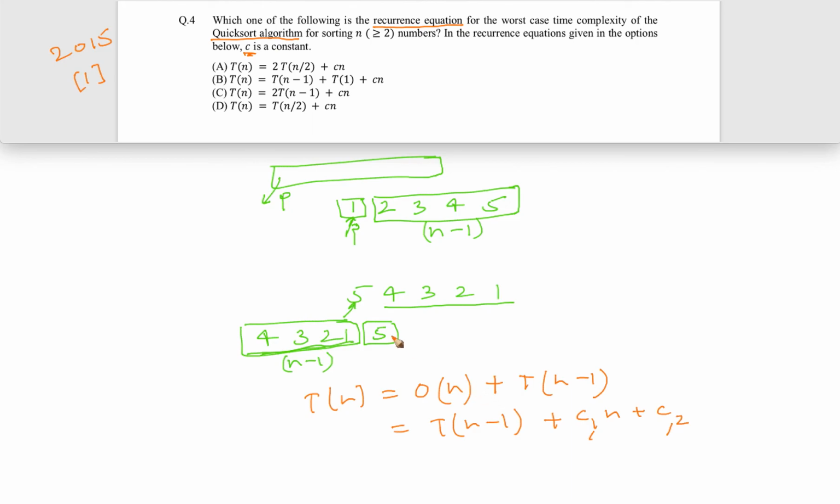Okay, so which of these options correctly fits this pattern? This is basically B: T(n minus 1) plus T(1) plus Cn. T(1) is basically you doing something on one element, which is a constant time, and Cn, where C is also a constant, as mentioned. So B is the only option which fits this paradigm, and that's why B is the answer.